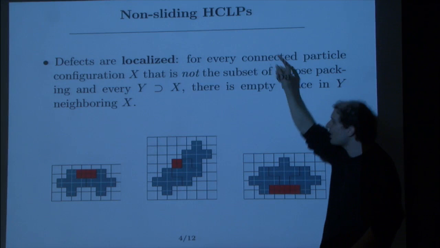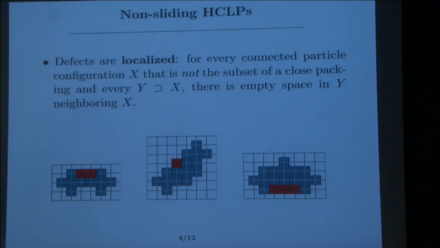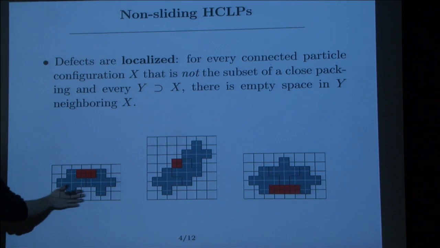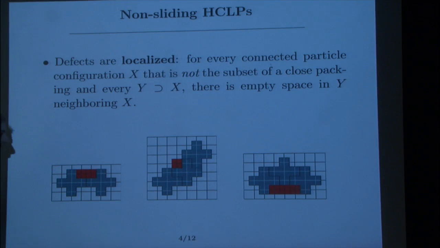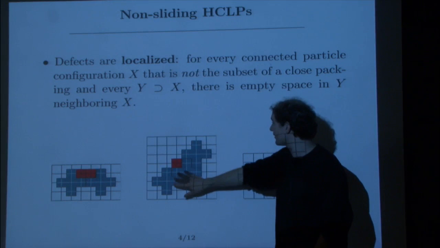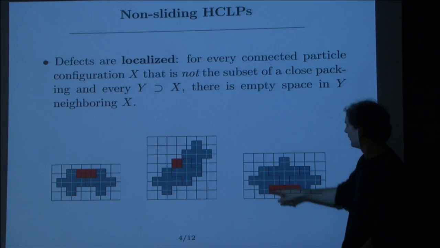Now what the non-sliding condition tells us is that some of this empty space will have to neighbor X, will have to be right next to the configuration X. So in this example here, my configuration X is these two particles. And you can easily convince yourself that out of these two red sites, there is no way that I can complete this configuration in such a way that both are covered by particles. One of them will necessarily be empty. The same can be done for this configuration. This would be a configuration X. This red site can't be covered. Or in this configuration, out of these three sites, actually at least two cannot be covered.